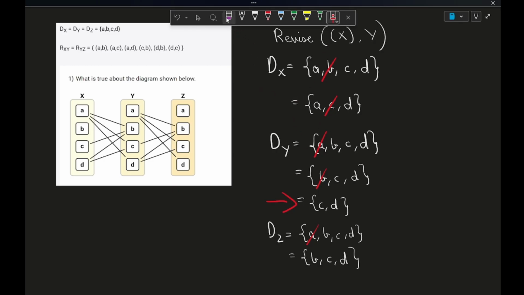Let me try and go over this once. So you understand why B is removed, right? Yeah, that is fine. B is removed because we want to make Y and Z consistent, and B never occurs in the first position of the RYZ relation. Now you're saying that C needs to be removed, because B remains in Z. Okay, got it.